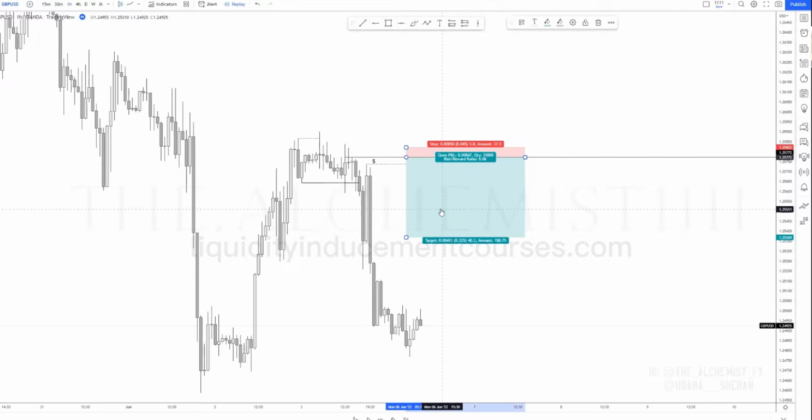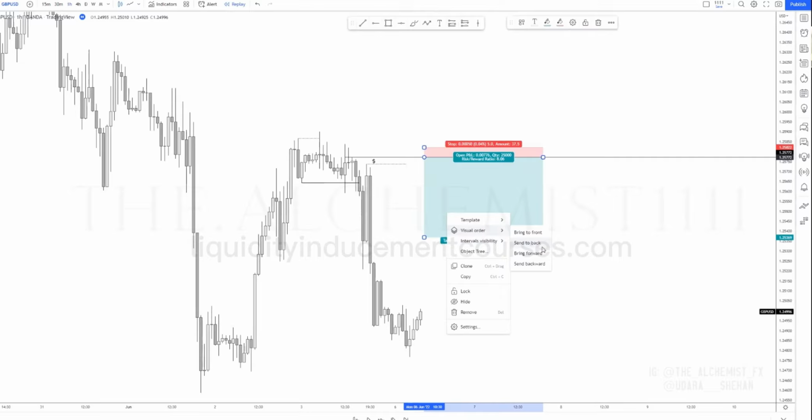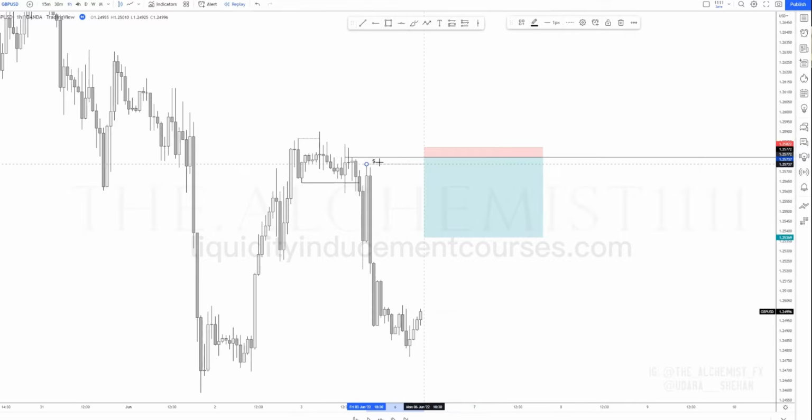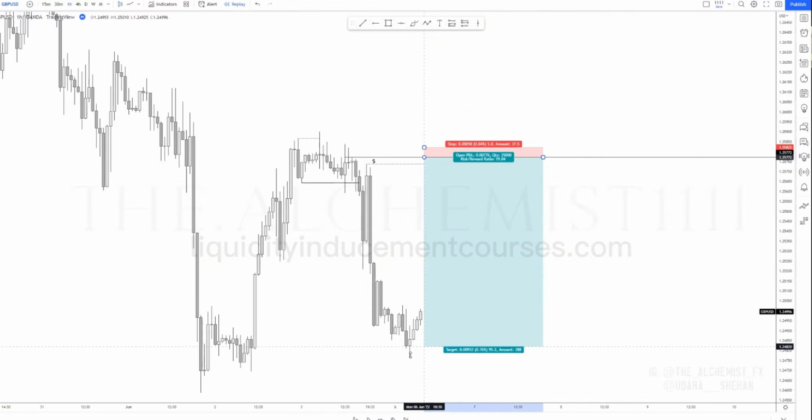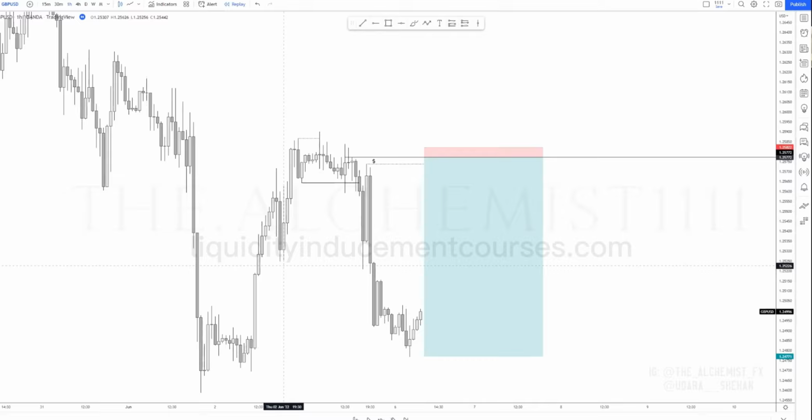Once again, let's talk about ranges later. Okay, I'm only showing you the POI. So you can sell here, enter at internal range, exit at external range, like this. Okay, so you get the setup, right?